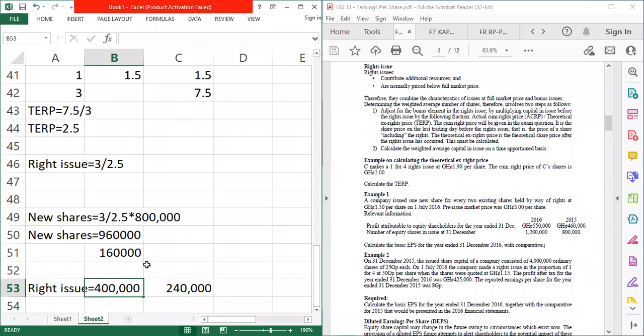All right. Let me also tell you this one. Where is my calculator? Okay. Look at this. What is a bonus fraction? What is the right issue fraction? It is 3 divided by 2.5, isn't it?